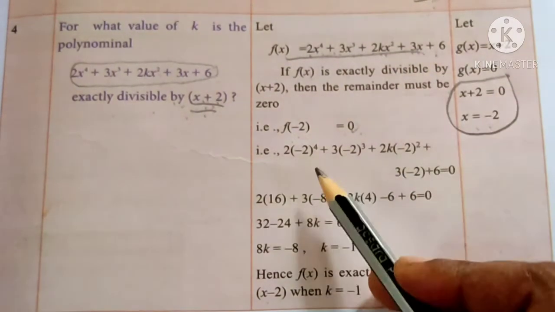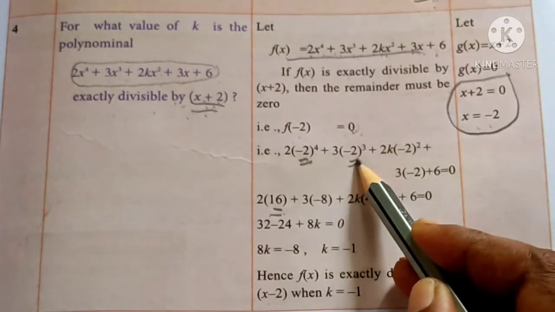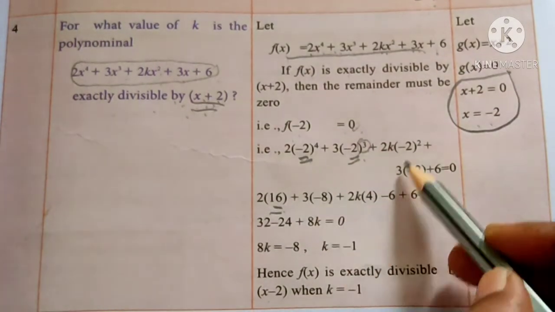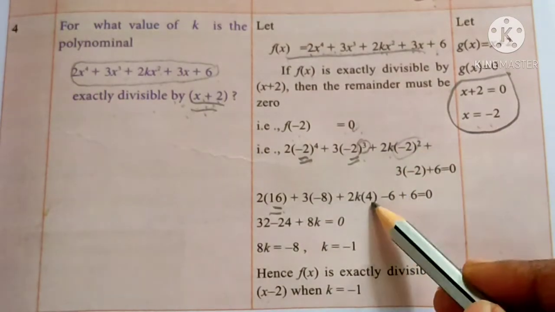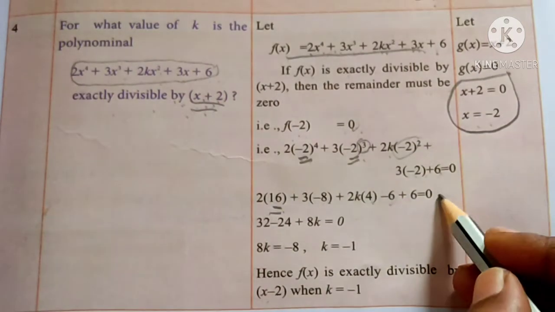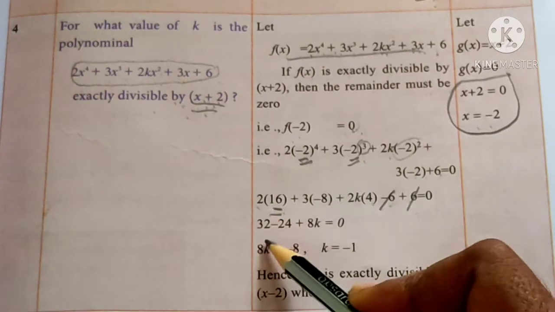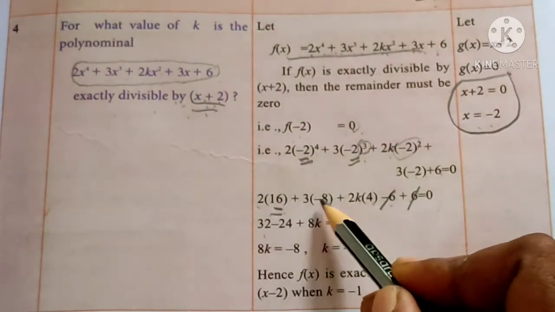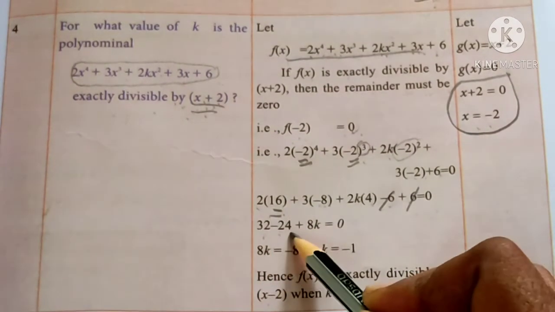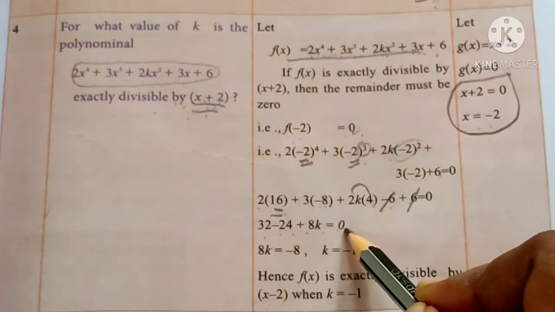Then simplify the terms. Minus 2 the whole power 4 is 16. Minus 2 the whole cube, the power is odd, so we get the negative value minus 8, plus 2k into minus 2 the whole square is 4. 3 into minus 2 is minus 6 plus 6, so is equal to 0. So minus 6 plus 6 cancelled. 16 2s are 32. 8 3s are 24. Here minus is there, so we take minus. 32 minus 24 plus 4 2s are 8k is equal to 0.